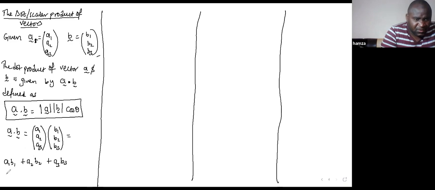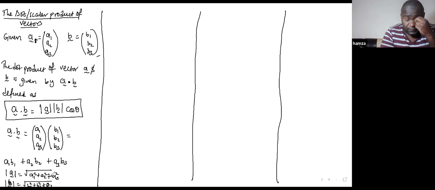So taking into consideration that you know the magnitude of A is the root of A1 squared plus A2 squared plus A3 squared. Then you also know the magnitude of vector B as the root of B1 squared plus B2 squared plus B3 squared.